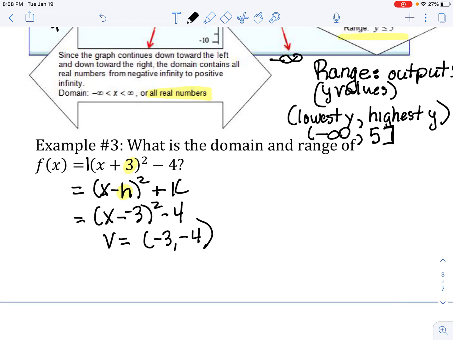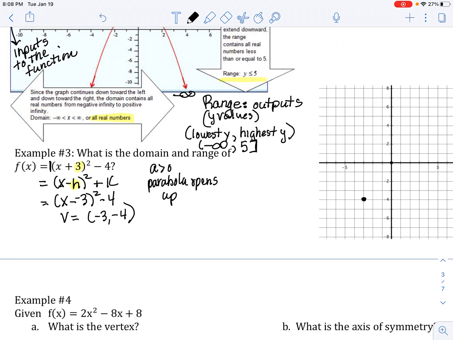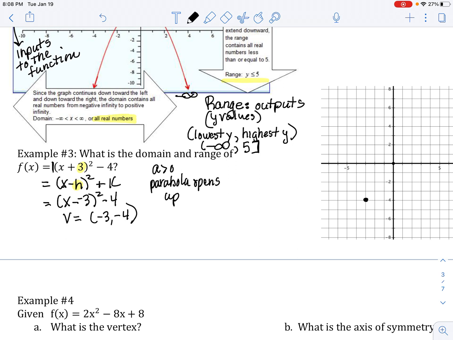The a value. What is the a value? Well, it's sitting over here. It's a 1. It's positive. A is greater than 0. The parabola opens up. Now, I don't need a full graph of this to be able to write my domain and range. So I'm just going to do a quick sketch so that I know my parabola opens up. And then I'm going to think about the domain and the range.